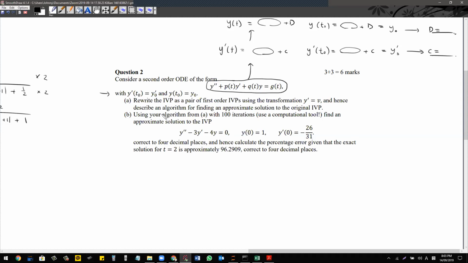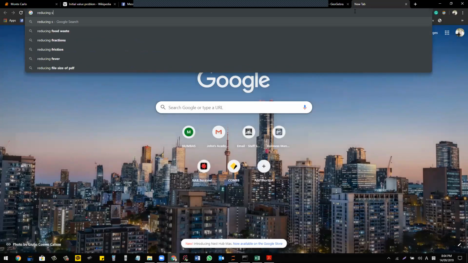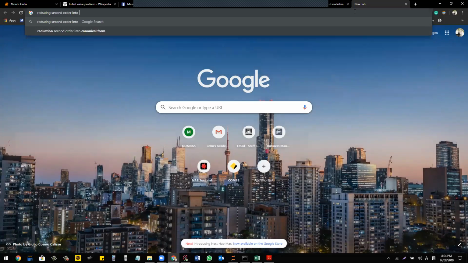Have you guys gone through reducing second order into first order? I think I've done a bit of that. A bit of that. So let's take a look at an example: reducing second order into first order.